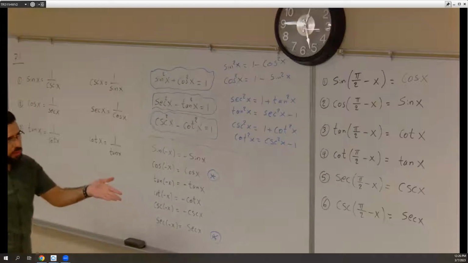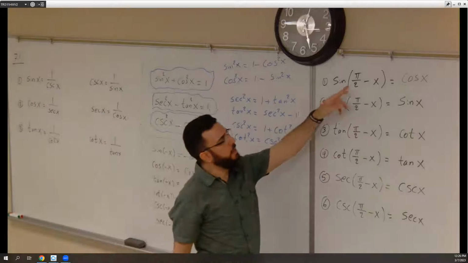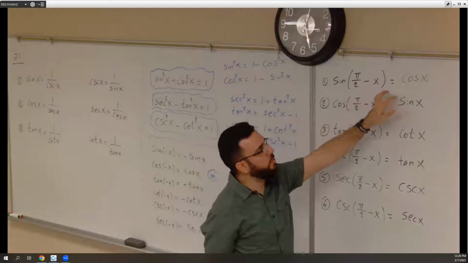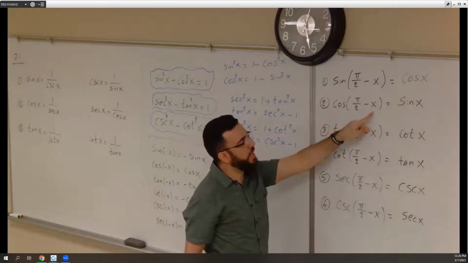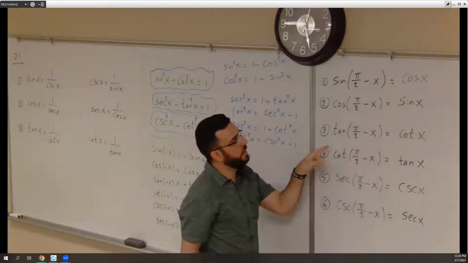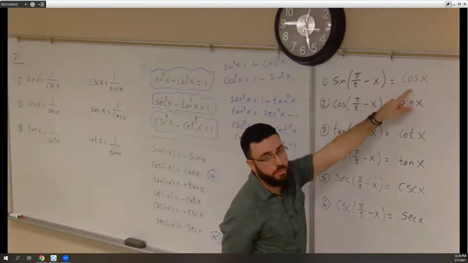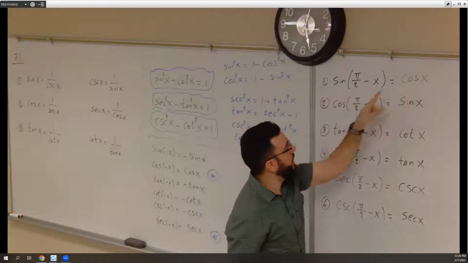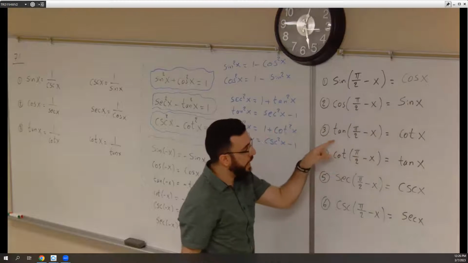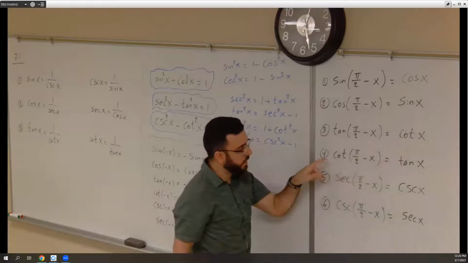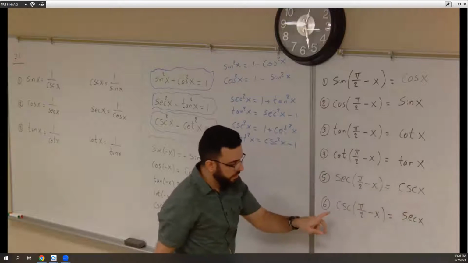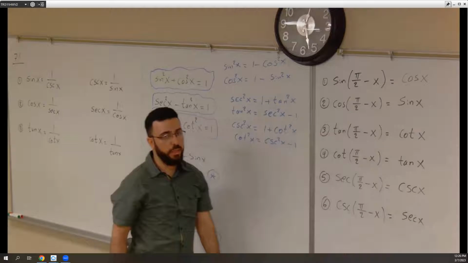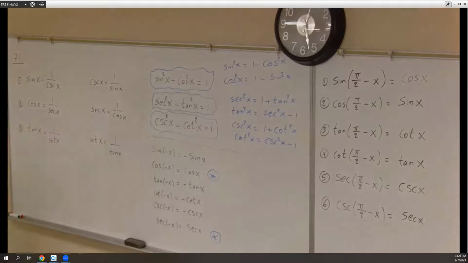Here are other rules. Sine of pi over 2 minus x is going to be cosine x. Cosine of pi over 2 minus x is going to be sine x. You see, it's different, so be careful. The sine becomes cosine, and the cosine becomes sine. Tangent becomes cotangent, and cotangent becomes tangent. Secant becomes cosecant, and cosecant becomes secant. Okay, so these are the rules. We're going to use them to simplify.